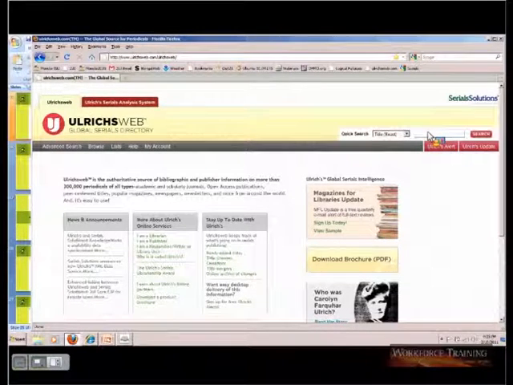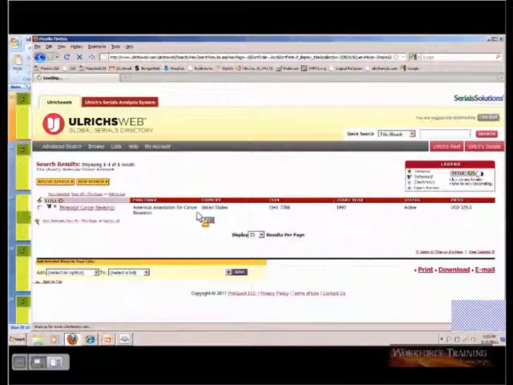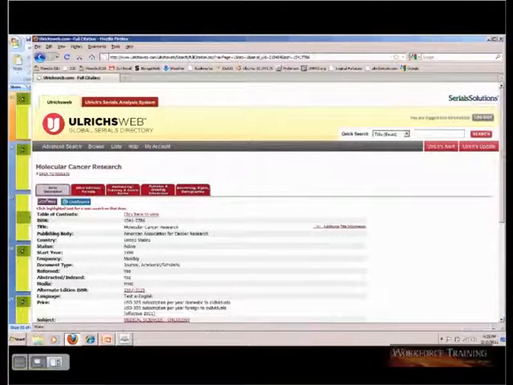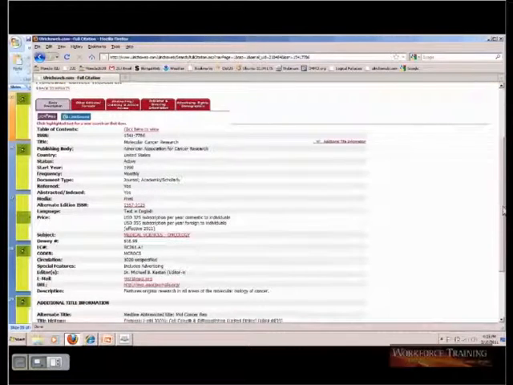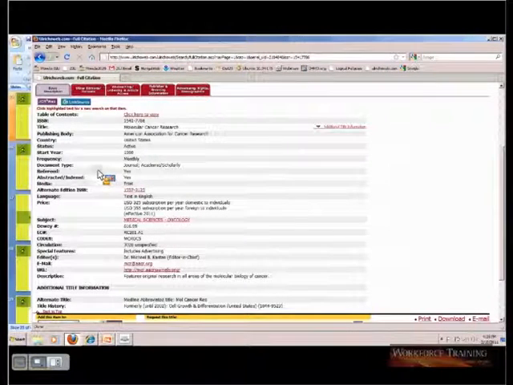I'm going to plug in a journal called Molecular Cancer Research and show you, here it is right here, came up in the database. And here's the information that this website has on that publication. It has who publishes it, what country, what year it was begun, the type of document that it is, referee. This is what Ulrich calls their peer review. Okay, if they say it's refereed, that means it's peer reviewed. Okay, does it have an abstract? What kind of a media is it?